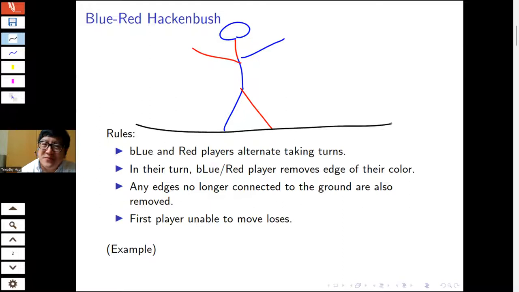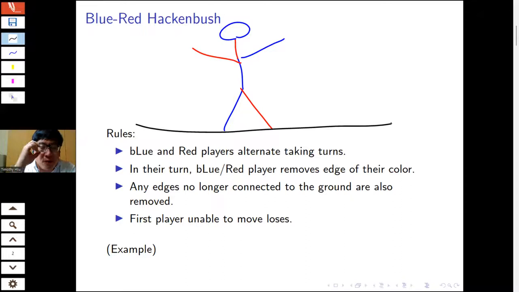So the idea is you have a graph involving red and blue edges, and they're attached to the ground. The rules of the game are as follows: you have Blue and Red. By custom, Blue goes with Left and Red goes with Right. Red goes with Right is easier to remember, and then Blue goes with Left makes sense. Players alternate taking turns, and in each turn the Blue or the Red player removes an edge of their color.